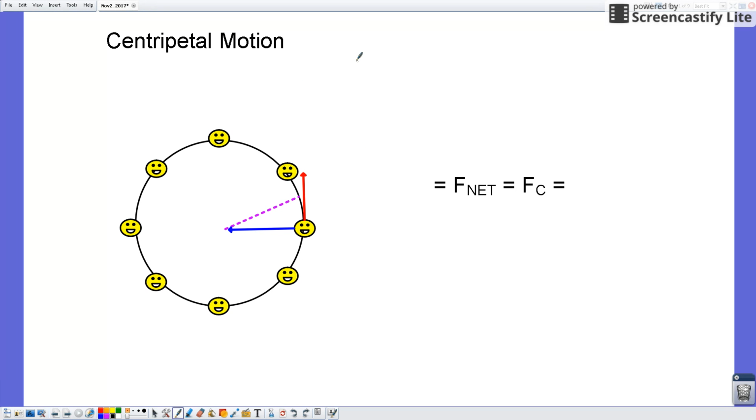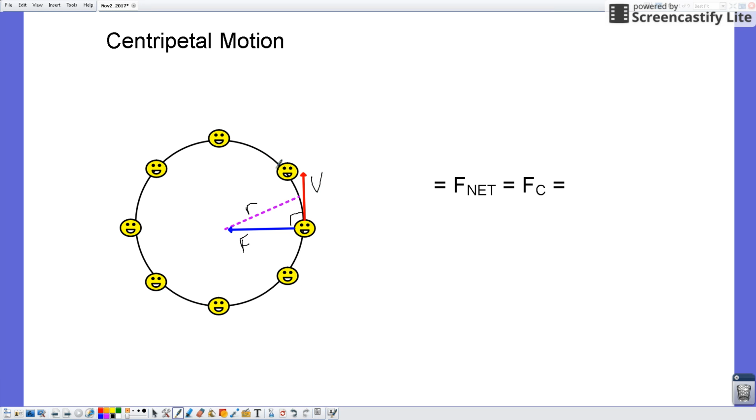Centripetal motion. That happens when you've got velocity, and it's perpendicular to some force. When that happens, you execute circular motion of radius r. Notice that the force is pointed towards the center of the circle, and your speed and velocity is at a right angle to it.